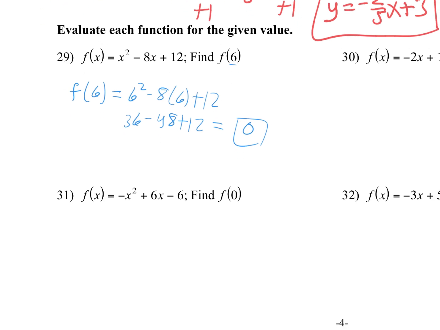All right, same thing with the next one, 31. They give you a function, and you want to find the value. If it's f of 0, you're plugging in 0 everywhere that you see an x. And then 0 squared is 0. 6 times 0 is 0. So 0 minus 6 is just going to get you negative 6. All right, shouldn't be super difficult.